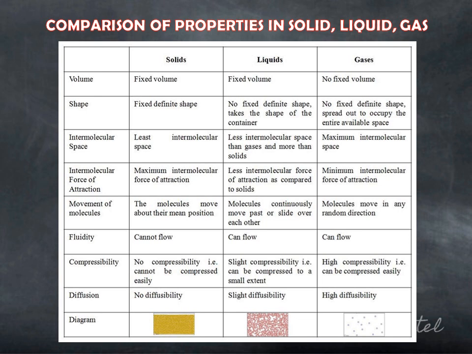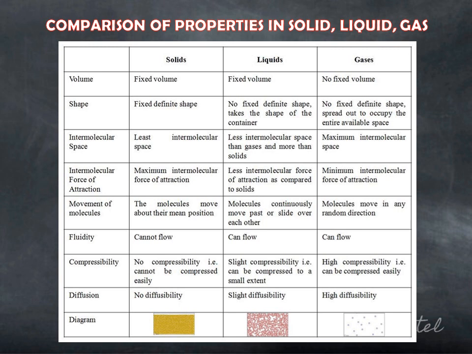Movement of molecules. In solids, the molecules move about their mean position due to least intermolecular space. In liquid, molecules continuously move past or slide over each other due to some extra intermolecular space than solids, and so they can flow easily. Gases: molecules move in any random direction due to large amount of intermolecular space and least force of attraction.